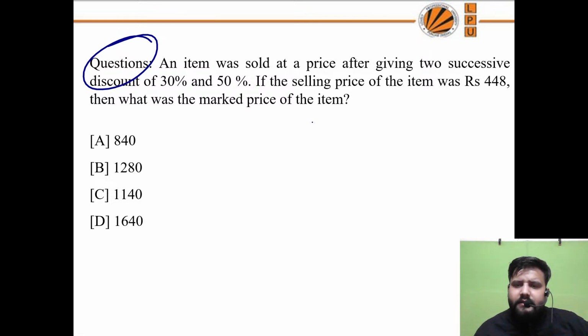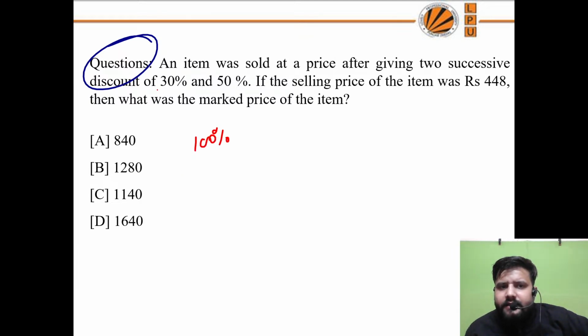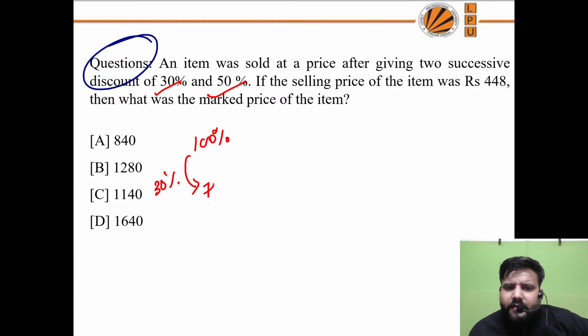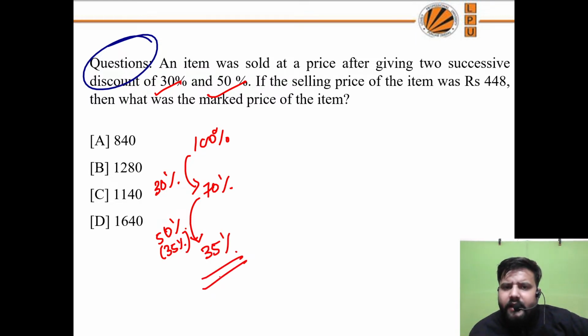So see here the solution of the question. Let's not waste time. Let's assume the price of the article is 100% initially. Successive discount of 30 and 50%. When you give 30% discount, it will become 70%. When you give 50% discount over 70%, it will be reduced by 35%. So it will remain only 35% finally.